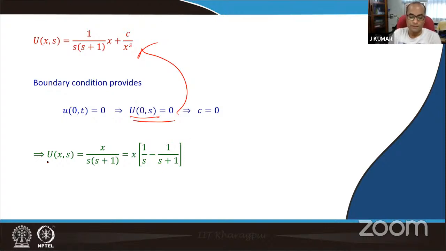And finally, we have U in terms of s. Then we can take the inverse Laplace transform again. So u(x,t) is x e^(-t).